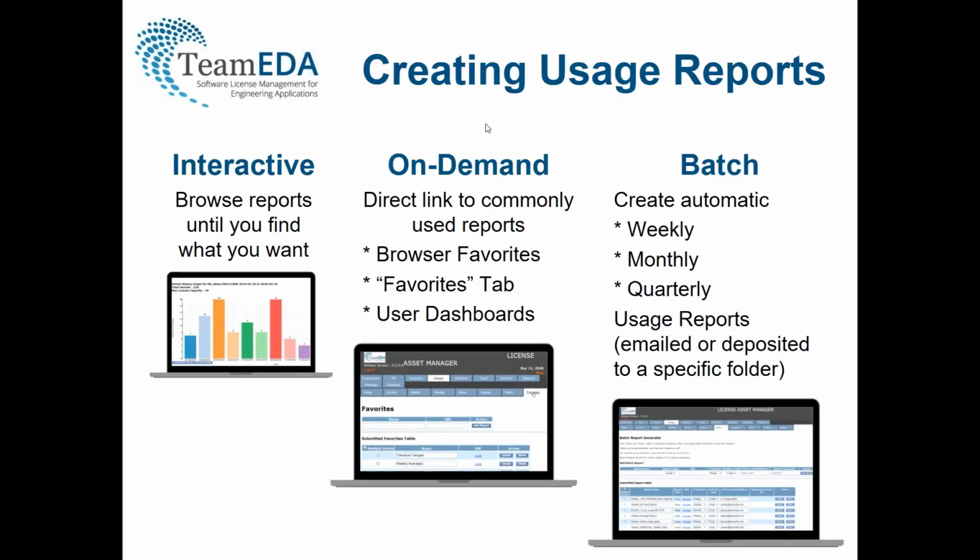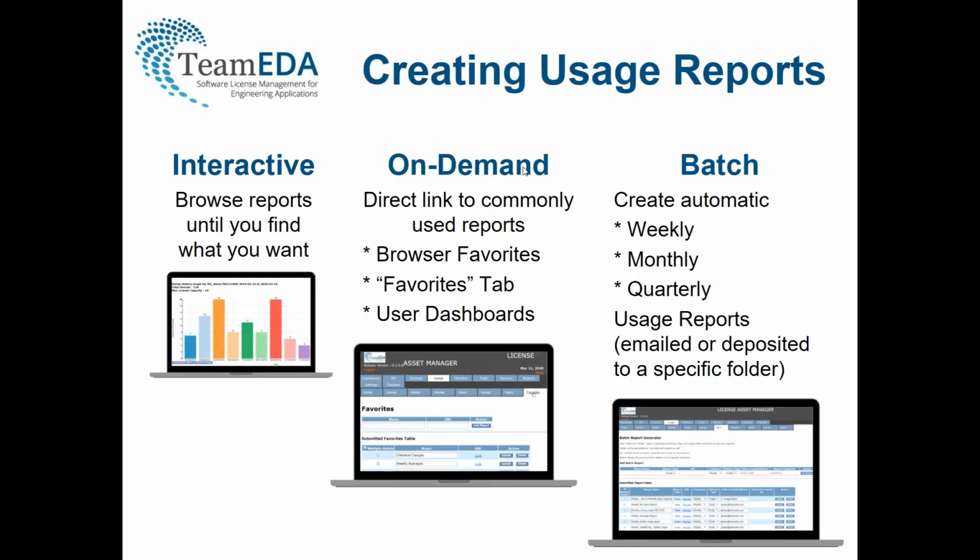So in our system, there's three ways of creating usage reports. Interactive, which means you just go in and look around, browse around until you find the report that you want using various criteria.